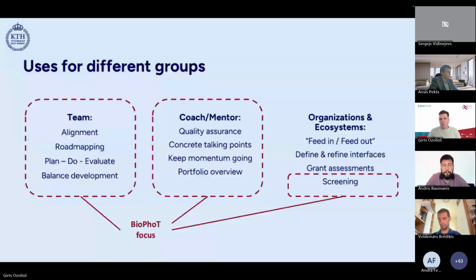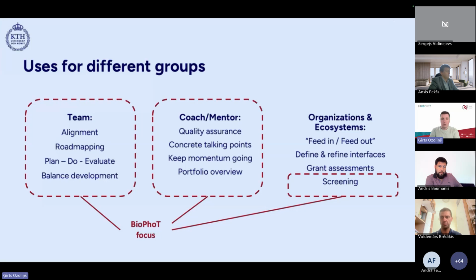Also, what KTH uses it for is, on one side, the teams and, on the other side, the coaches and mentors. So for teams, it's about speaking a similar language, understanding what kind of things we need to develop and what we need to think about when we develop our research into commercially viable innovation. And also for mentors to have the same structure, so we can assess the project at a certain point.